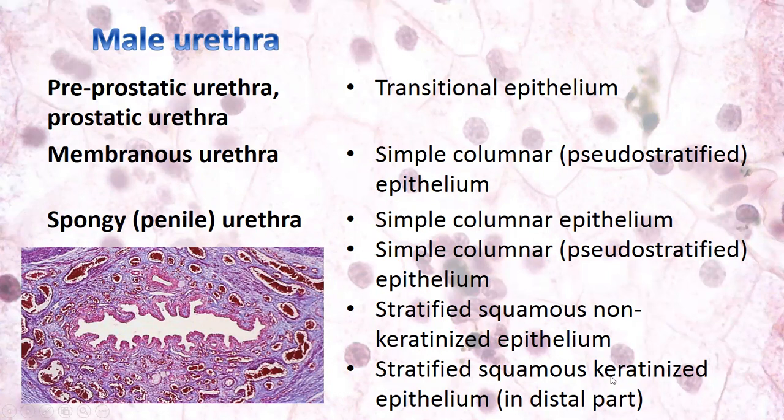In the distal part, it transitions into the epidermis of skin. So here we can see the transition from transitional epithelium into the epidermis of skin. And those transitions are present in different parts of the urethra.